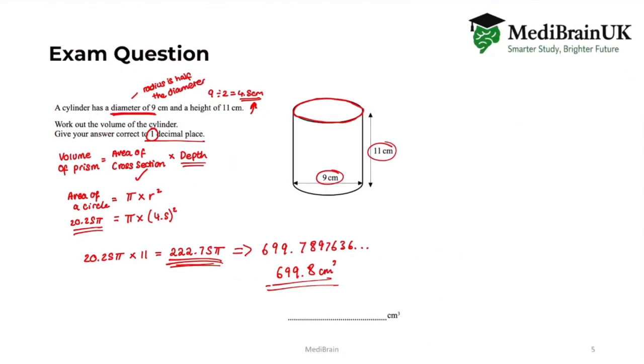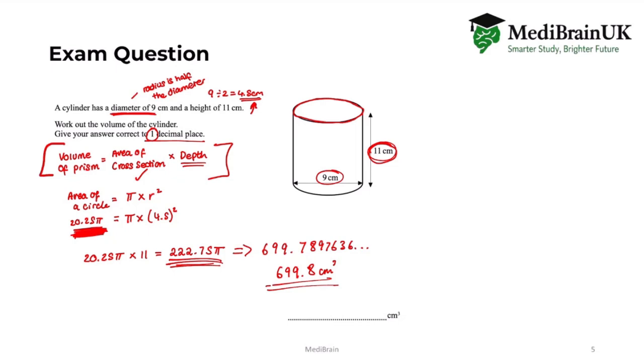With questions like these, all you need to remember is the formula we looked at in our first lesson: volume of a prism equals area of the cross section multiplied by the depth. The cross section is just this 2D shape aspect that you can see. In this case, you can see a circle. You work out the area of that circle using pi r squared, and then multiply the area by the height or the depth, which is 11 centimeters. So you do 20.25 pi multiplied by 11.